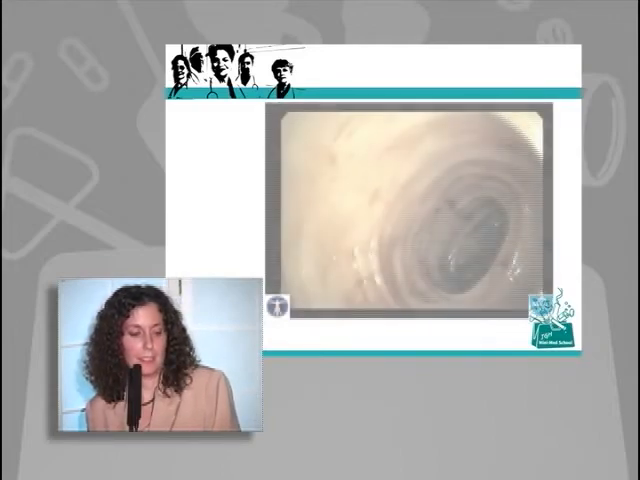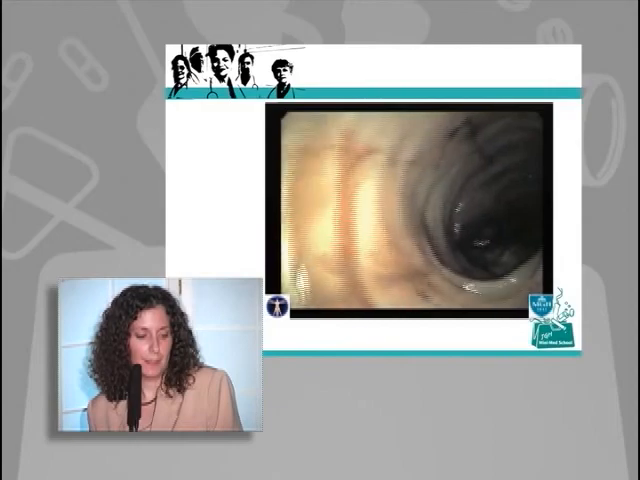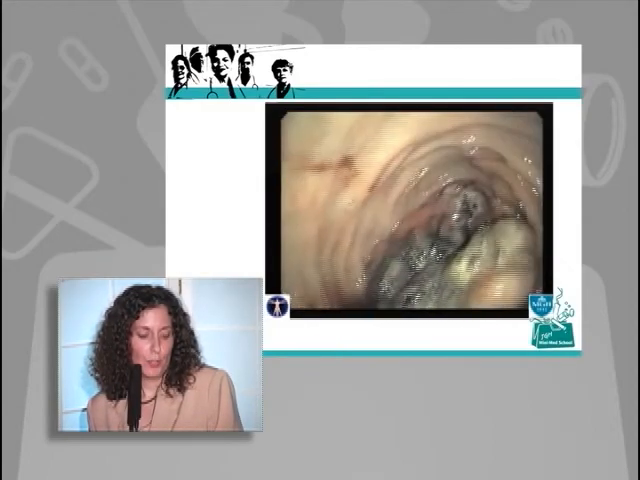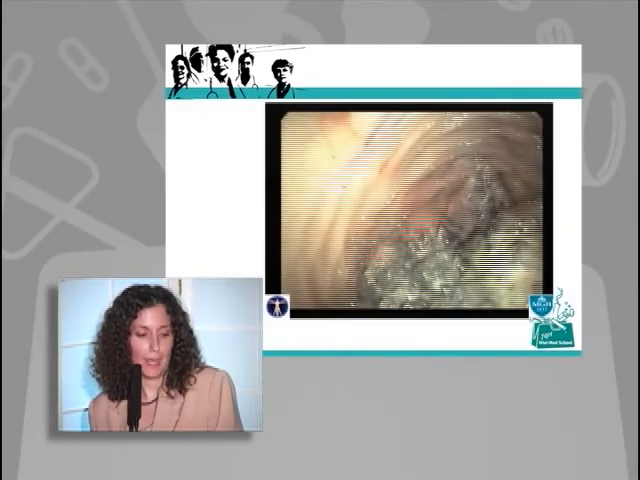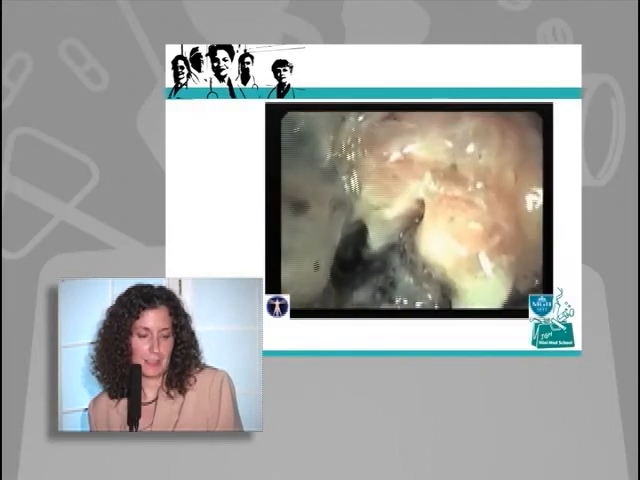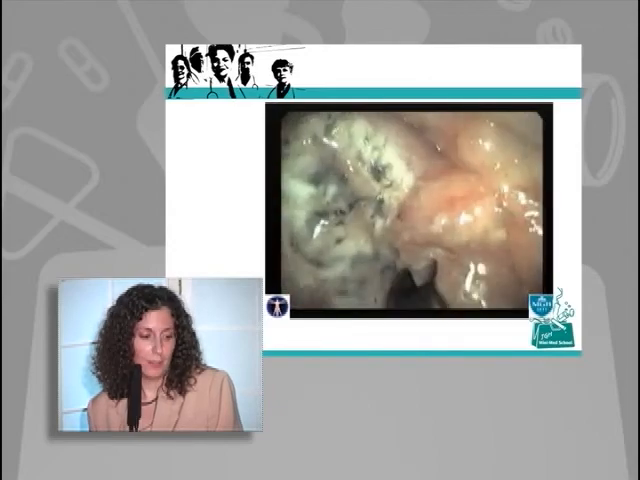This is a second little clip. Essentially here we're advancing through the sigmoid colon. This is in a patient who had symptoms of rectal bleeding and weight loss and abdominal pain and cramps. Essentially you see this big, large necrotic lesion. This is a cancer, a very advanced one. It's nearly obstructing the lumen of the bowel.